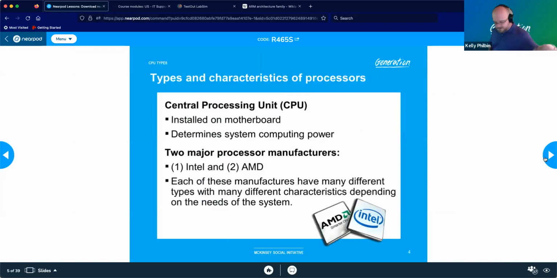So, types and characteristics of processors. They are typically installed on the motherboard, and they will determine the computing power of your system, because that is where the algorithmic processing is taking place. It says 2 major manufacturers, but there are 3 main types of processors. You have your Intel, you have your AMD, and then you have your ARM processors. And we'll get into that a little bit. Each of these has a few different types and characteristics depending on the needs of your system and also your price point.